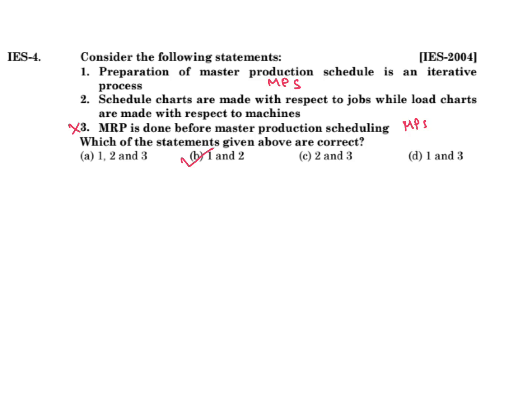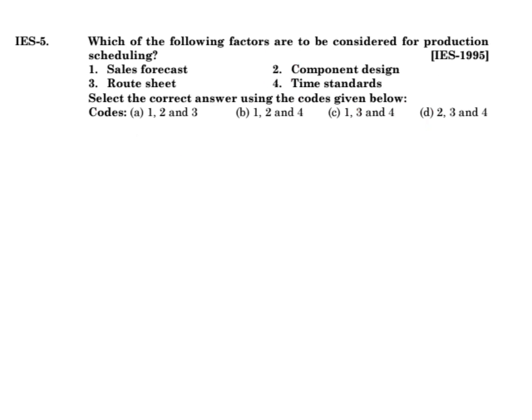Question is, which of the following factors are to be considered for production schedules? For production schedules or MPS, sales forecasting we are using aggregate production planning, so 1 is not possible. 2. Component design. 3. Route sheet. 4. Time standards. D is the answer. These things I already explained in my separate video for MPS and aggregate production planning.